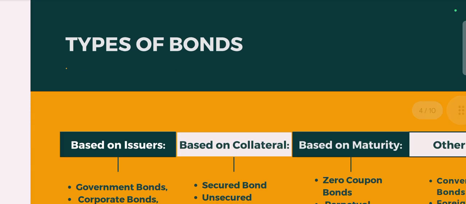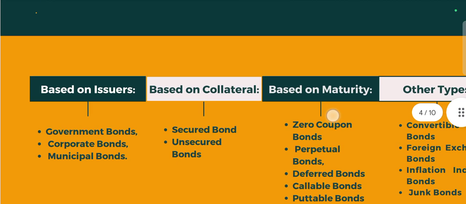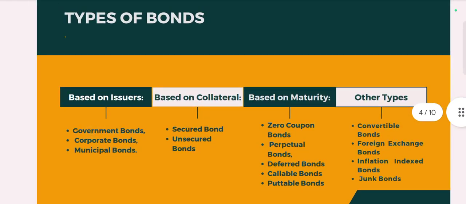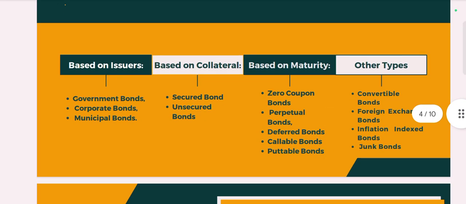Types of bonds. Let's see the types of bonds. Based on issuers, first type. Second, based on collateral. Third, based on maturity. And fourth is other types. Let's see one by one.